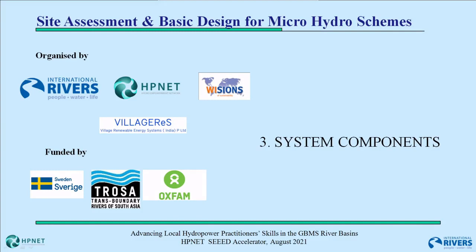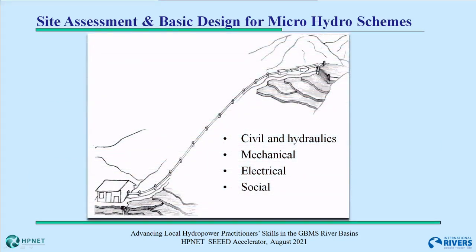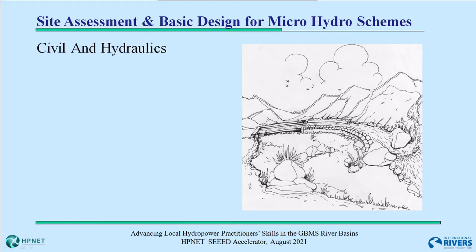Welcome back. In this module, we will look into some of the system components in a little more detail. We have four broad classifications of the components. They are civil and hydraulics, mechanical, electrical, and social. Civil and hydraulics, we have headworks, which includes the diversion weir, intake, gravel trap, spillway, and a settling basin.